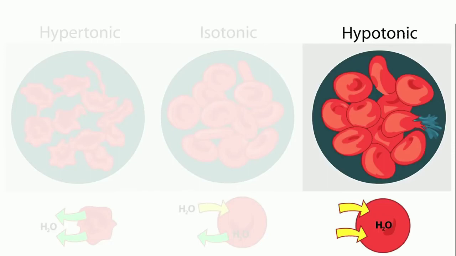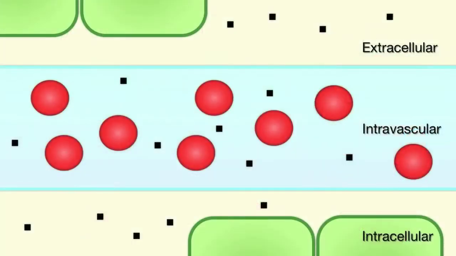Now let's look at our clinical example again. When these compartments are in a steady state, the osmolarity inside the cells is the same as that outside the cells and is the same as that inside the blood vessels. Water moves freely between all compartments and there is no net movement of water.